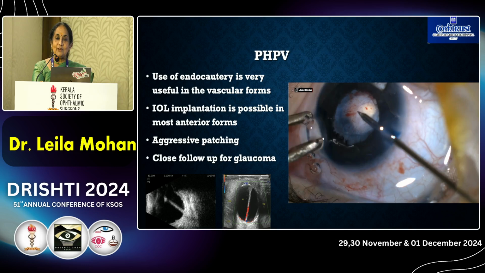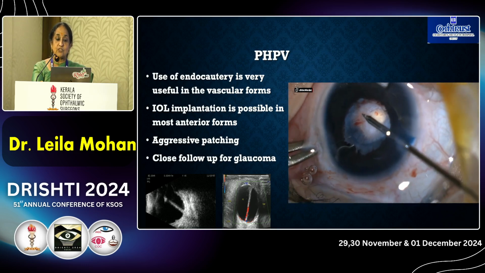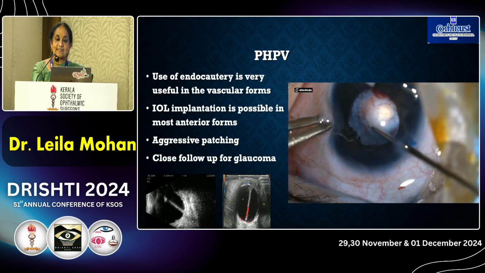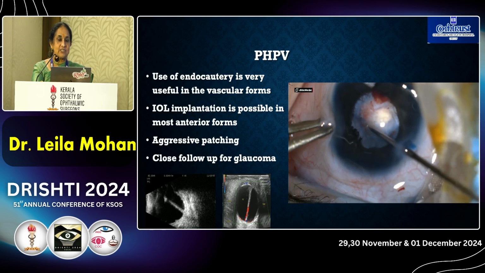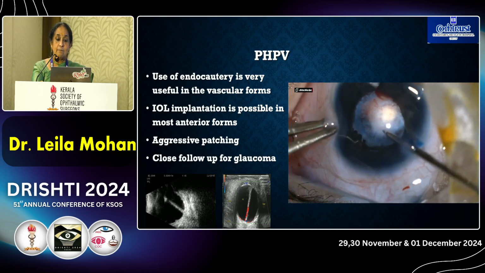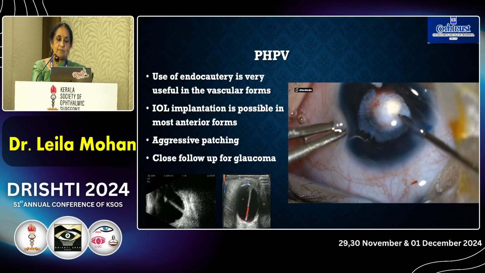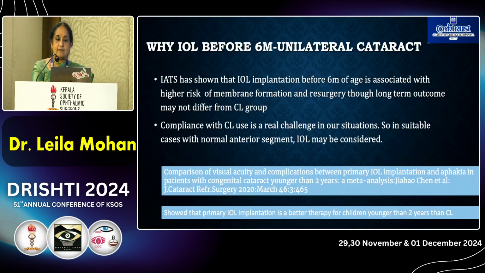We use endocautery for these vascularized fetal vasculature which we see on the cataract, and then go ahead with cataract surgery so that we can prevent bleeding. But before that, we have to rule out any solely posterior vascular form of PFV, when the posterior segment surgeon will take over.